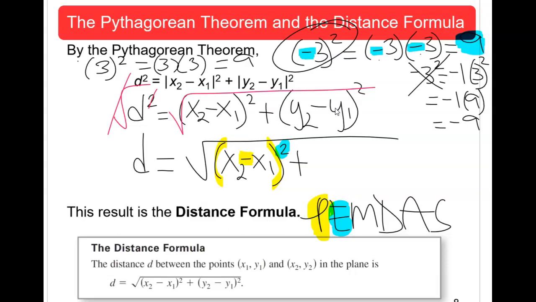So first you do what's inside each set of parentheses. You subtract, and then you square the numbers. And then after that, you could go ahead and add them. Then after you do that, then you could take the square root.